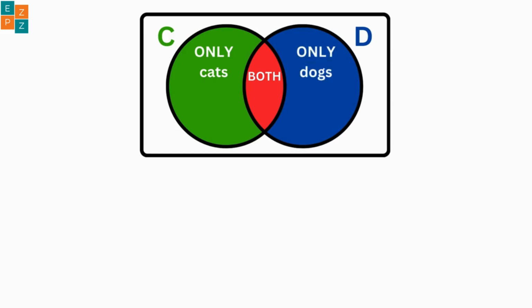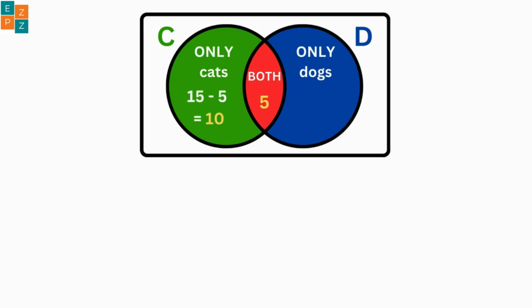Given 5 students have both cats and dogs. Therefore, it can be written in the intersection section of both sets. Given that 15 students have pet cats. Therefore, the number of students who have only cats is equal to 15 minus 5, which is equal to 10.